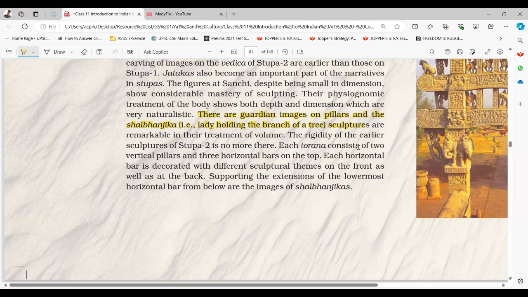Each Torana consists of two vertical pillars and three horizontal bars on the top. Each horizontal bar is decorated with different sculptural themes on the front as well as at the back. Supporting the extensions of the lowermost horizontal bar from below are the images of Shalabhanjikas.